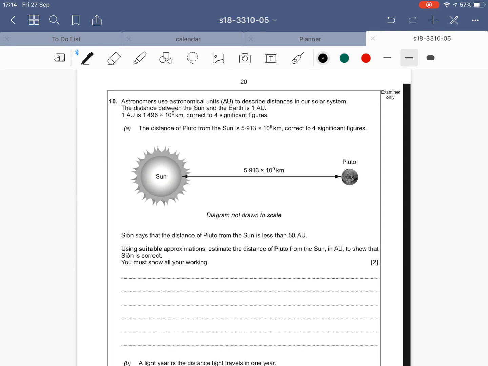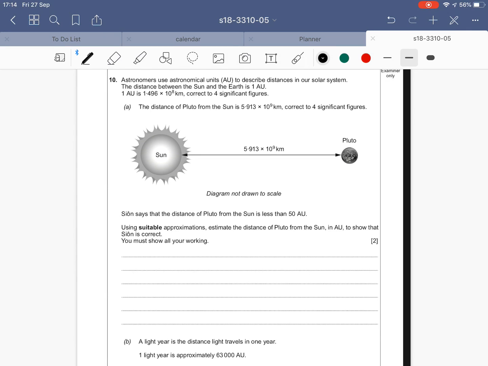So we've got the distance from the Sun to Pluto. This person says that the distance of Pluto from the Sun is less than 50 AU. Use suitable approximations to estimate the distance of Pluto from the Sun in AU to show that Sian, or Siobhan, however you say that, is correct. You must show all your workings.